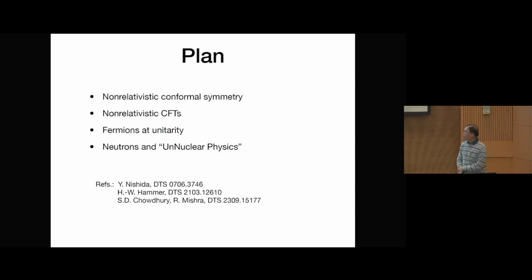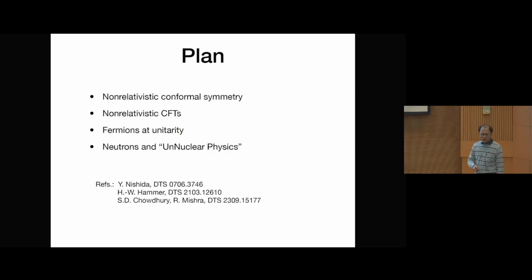Okay, so this is the plan of my talk. I'm going to first review what is known about non-relativistic conformal symmetry. I will build on this notion of conformal symmetry in non-relativistic setting to talk about non-relativistic conformal field theories that I will define. And then we will zoom in into one example called fermions at unitarity. This is the most important example of non-relativistic conformal field theory since it is realized in experiment and in some approximate sense by neutrons. And we will describe a scaling phenomena in nuclear reaction that I call unnuclear physics.